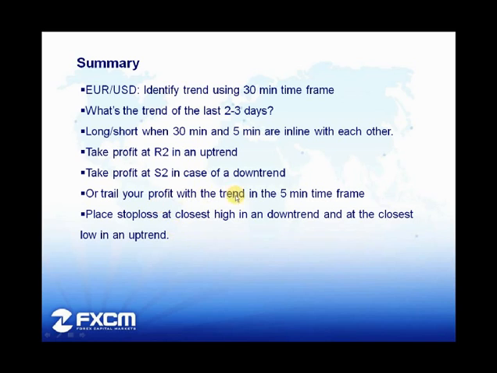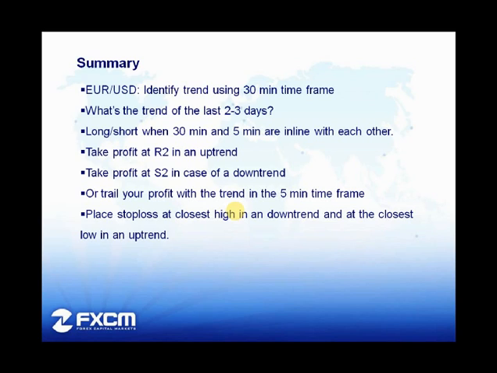You can trail your profits with the trend at the 5-minute time frame, and you should place the stop losses at highs in a downtrend and at lows in an uptrend. Of course, this is not a guaranteed system. You should expect to get it wrong about 40% of the time, which means that you only make gains 60% of the time, which makes it important to make sure that you do not risk too much money when you're trading. If you're new to trading, I would not recommend you to risk more than 0.5% of your equity on a given day.